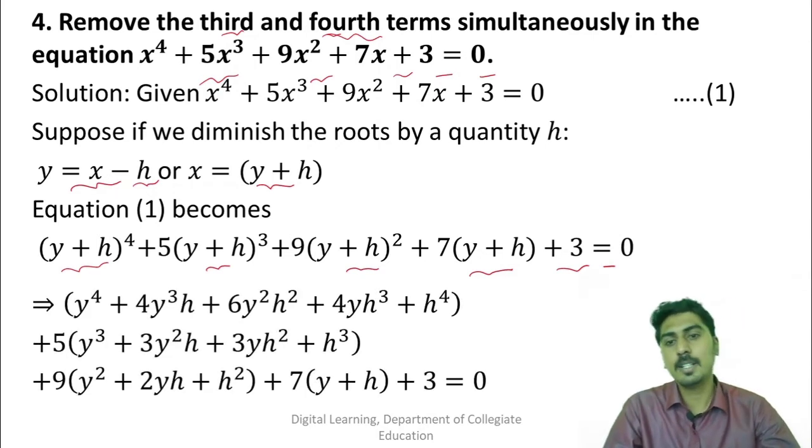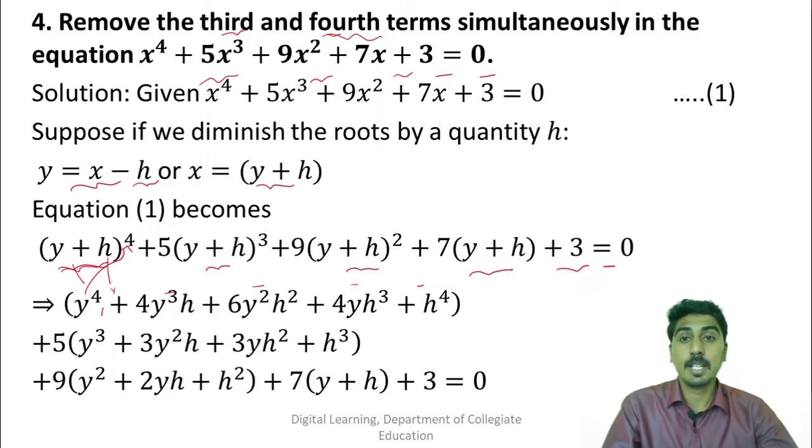You expand these terms using the binomial theorem. Start with y power 4 and then decrease the powers for the next terms: y cube, y square, y, and y power 0, which is 1. Start with 1 for h and increase the power of h: 1, 2, 3 and 4.